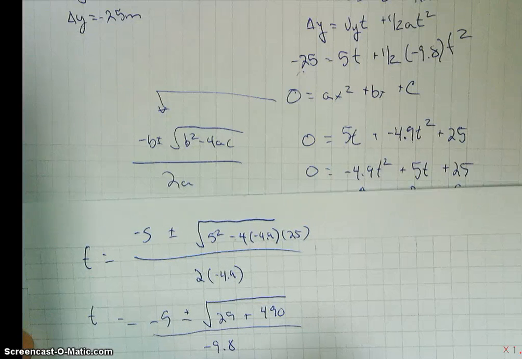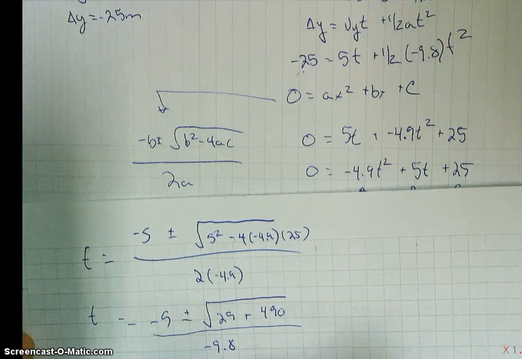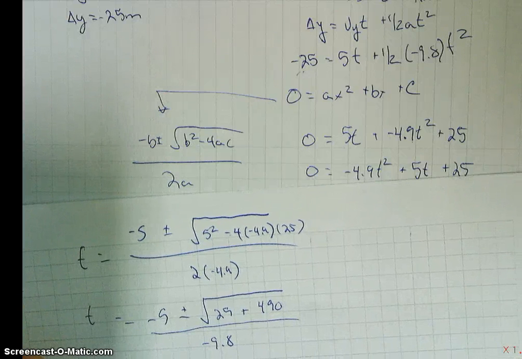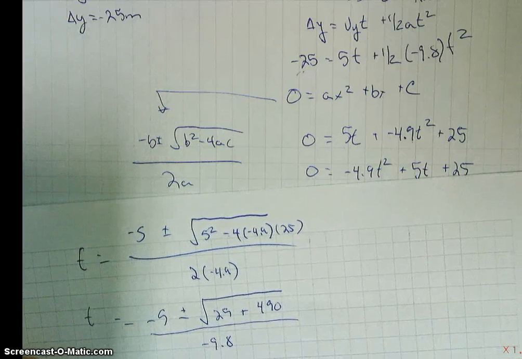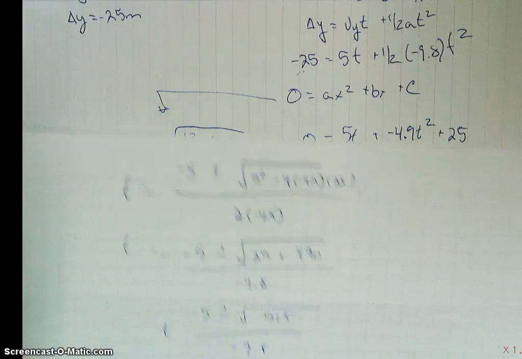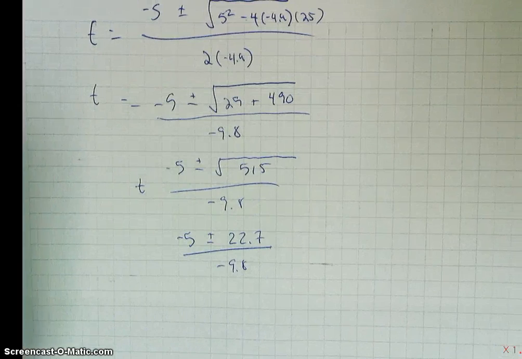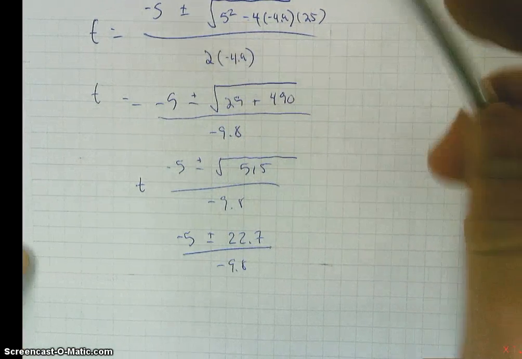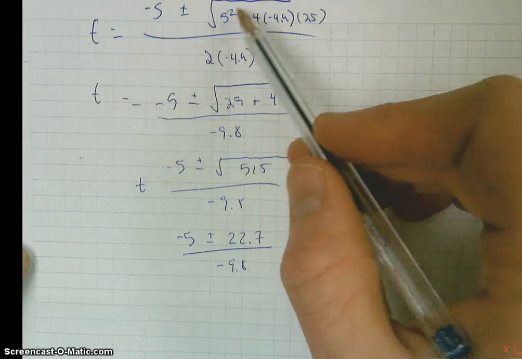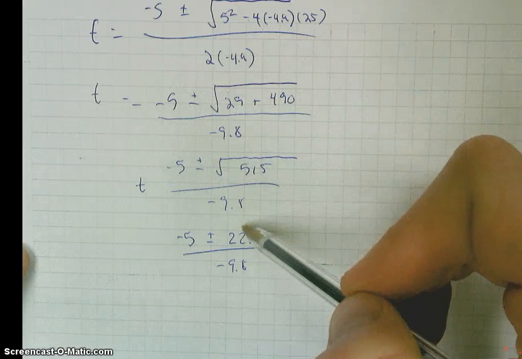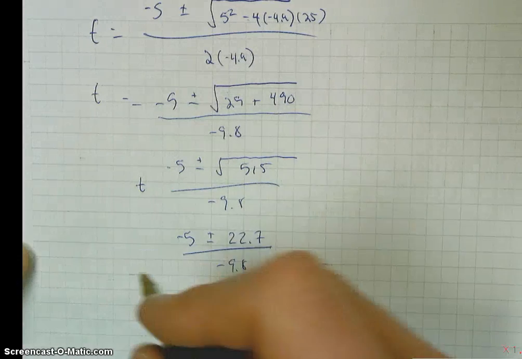So we get negative 5 plus or minus the square root of 515 all over negative 9.8. I end up with negative 5 plus or minus 22.7, rounding to 1 decimal, all over negative 9.8. So again, this is what I did. We simplified slowly. So negative 5, I crunched that to 25, I crunched these to 490, combined those, and so on further until we have just simple numbers.